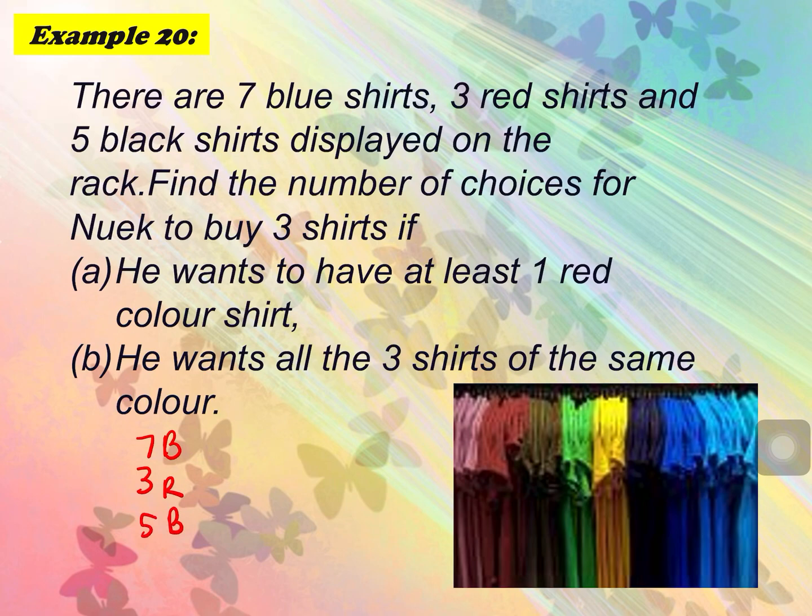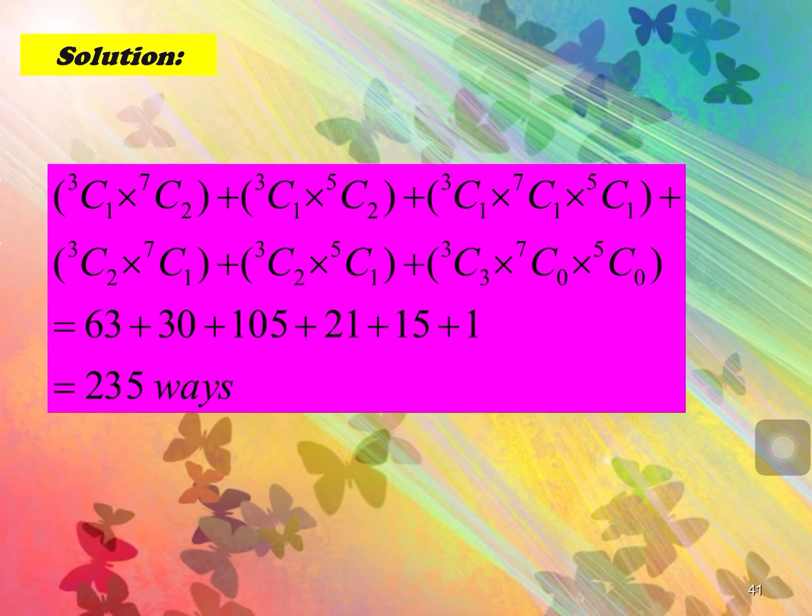7 blue, 3 red, and 5 black. Okay, Nuek only wants to buy 3 shirts. So he wants at least 1 red shirt. So we see that it can be 1 red, 2 red, or all 3 reds. Okay, red t-shirt.